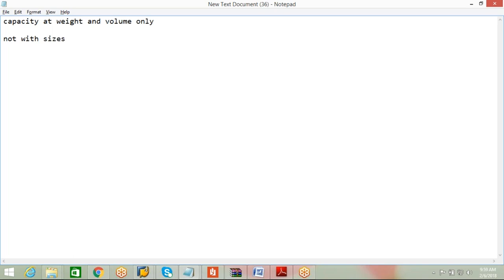Here one drawback is there, I will explain to you. Not with sizes. Say, for example, my bin type or bin, whatever it may be, has length 1, width 1, height 1. What is the volume of this one? 1 cubic meter. Weight and volume only. Say, for example, my product length is 1.1, height is 0.8, width is 1. What is the volume of this? We can check with a calculator.